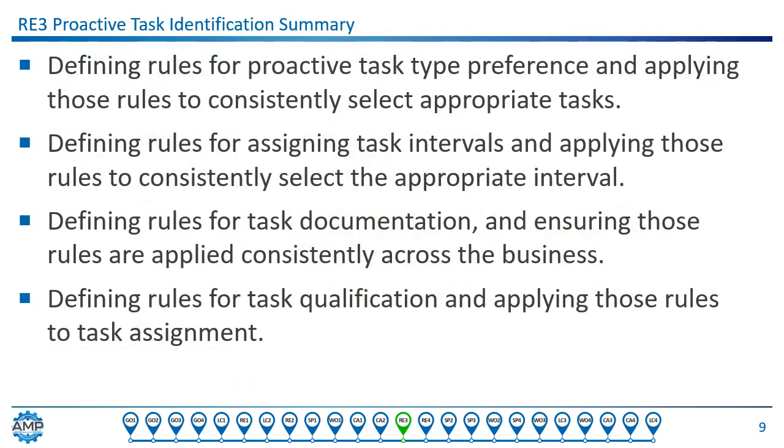To summarize, proactive task identification requires selecting task types based on failure mode priority, deciding how often to do tasks, documenting tasks consistently, and defining task assignment based on resource qualification and availability.